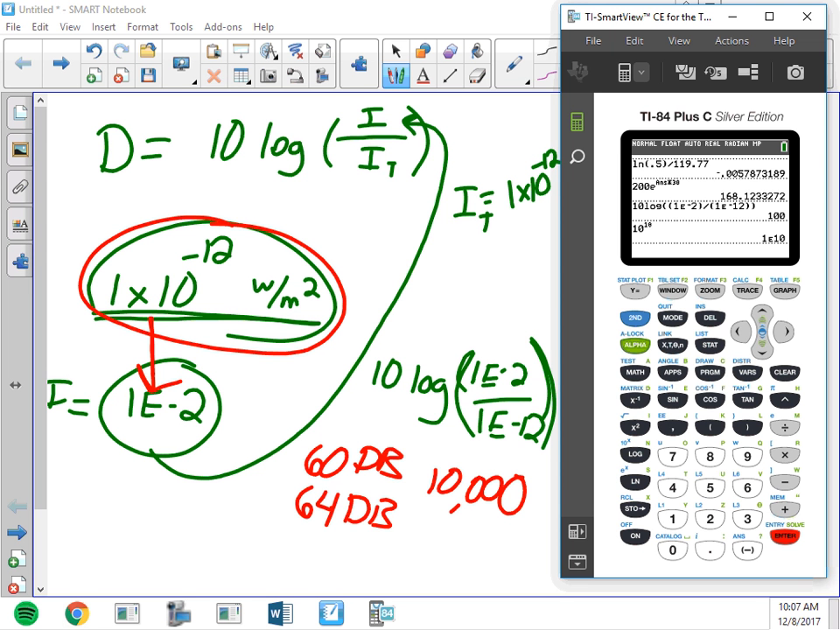Okay, so the next one, your turn. We're up on page 367. Calculate the approximate decibel associated with 1 times 10 to the fourth. So I would just redo this equation. Not that one, this one. And I would replace the negative 2 with positive 4.